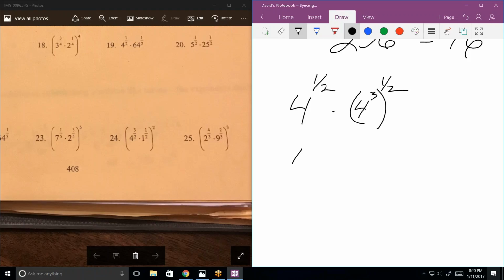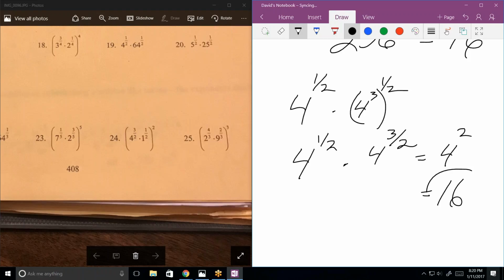Now that gives me 4 to the 1/2 times 4 to the 3/2. Now I have the same base, so that's equal to 4 squared. I get to 16 a lot easier. Of course, I did have to know that 64 could be written as 4 cubed, but still, it's easier knowing that than knowing the square root of 256. Yeah, much easier.